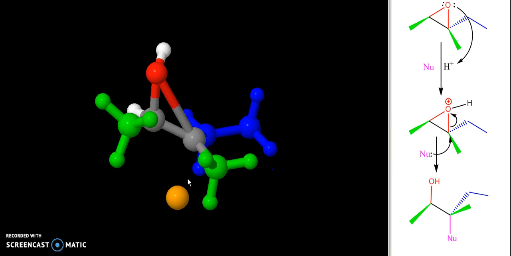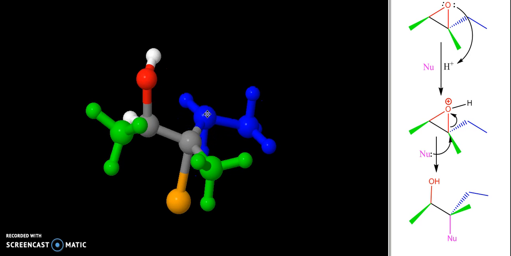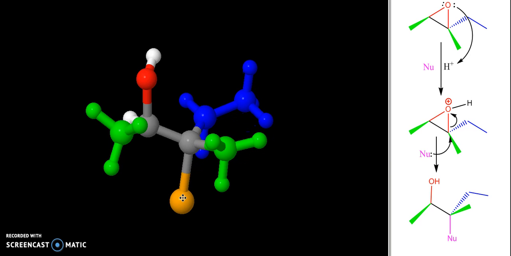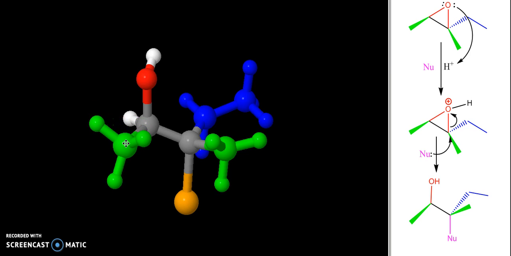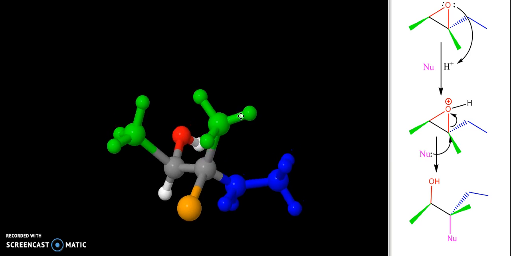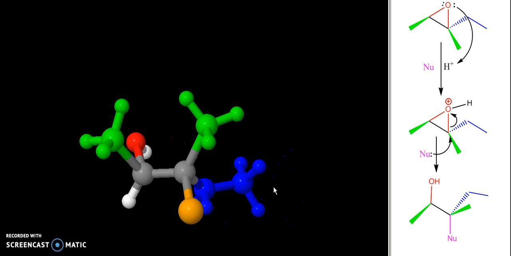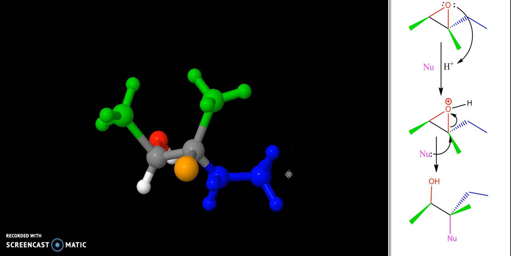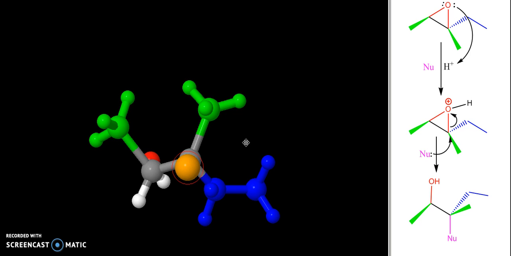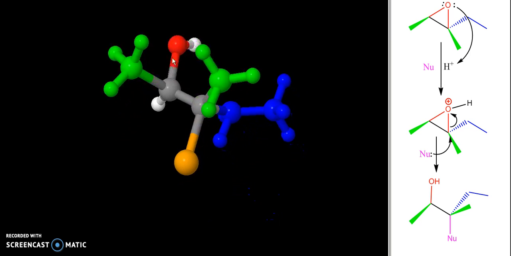As this nucleophile starts to react with this carbon and starts to form a bond here, this bond starts to break. As that happens, this ethyl group starts to move up, this methyl group starts to move up, and these move down until we get something sort of like this. And you can see that just as we saw on the other diagram, the nucleophile is pointed in one direction and the newly formed alcohol is pointed in the opposite direction.